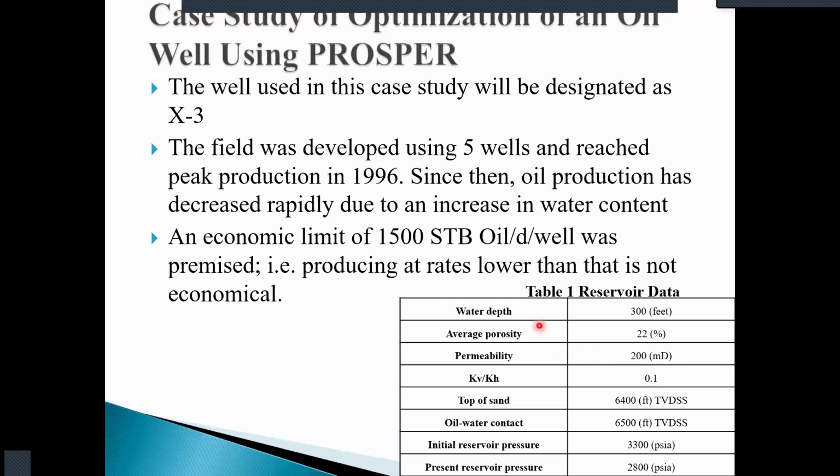Sorry, the depth of water, the mean sea level is 300 feet from surface. Then the porosity is 22%. Perm is 200 millidarcy. The KV by KH ratio, the vertical to horizontal permeability, is 0.1. Top sand is 6,400 feet TVDSS, the reservoir top. Then OWC is 6,500 feet TVDSS. So the oil rim column is 100 feet. The initial pressure is 3300 PSI, and the recent pressure is 2800 from the static bottom hole pressure survey.